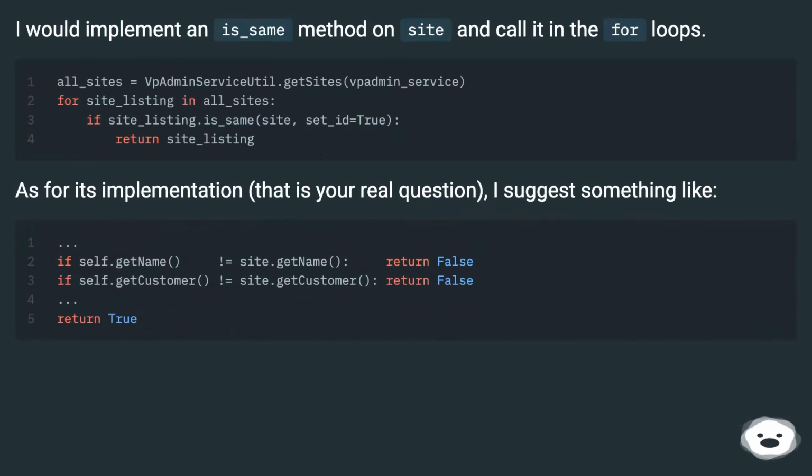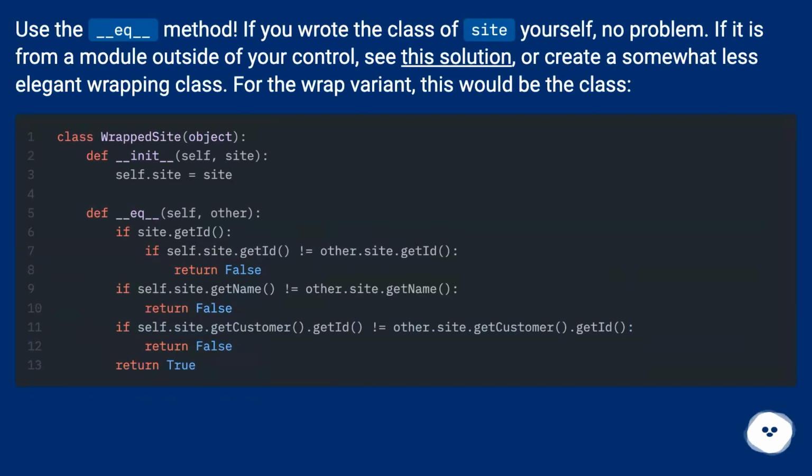I would implement an is_same method on site and call it in the for loops. As for its implementation, that is your real question. I suggest something like this: use the __eq__ method. If you wrote the class of site yourself, no problem. If it is from a module outside of your control, see the solution, or create a somewhat less elegant wrapping class. For the wrap variant, this would be the class.